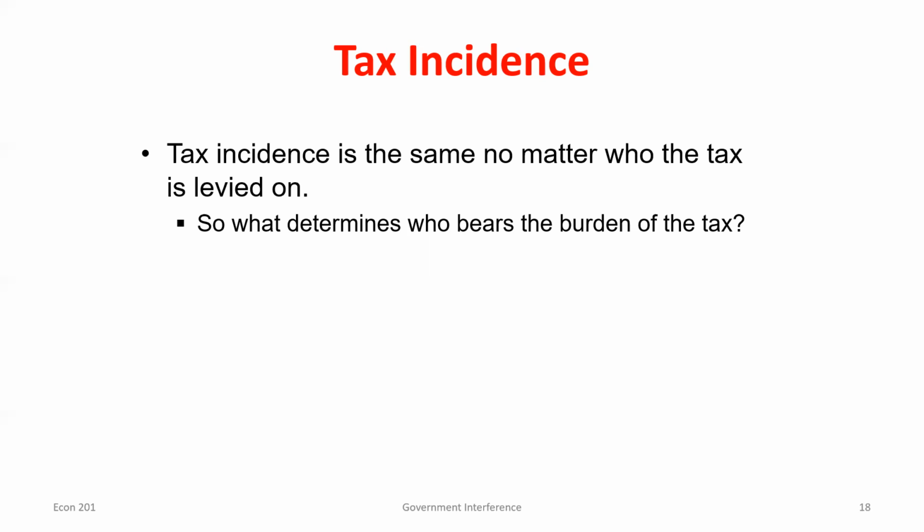So if consumers or demand is more elastic than supply, who's going to bear more of the burden? If the elasticity of demand is greater than the elasticity of supply, who is more responsive? I have a greater elasticity. That means I am more responsive to this price change as a result of the tax. So if the elasticity of demand is greater than the elasticity of supply, who is more responsive? Consumers. So who's going to bear more of the burden of the tax?